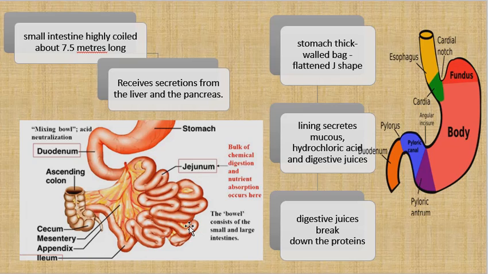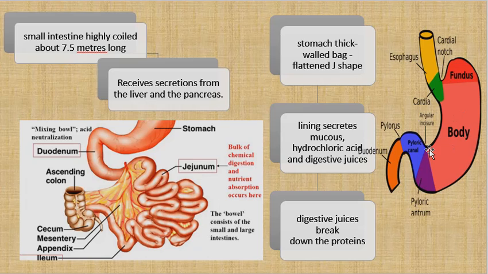The small intestine is 7.5 meters long. It has a cecum, it has an appendix, ileum and all. And then the ascending colon. After the colon, it goes into the rectum, large intestine, and then it goes into the rectum. So here, the mixing of the secretions of the liver and pancreas happens.